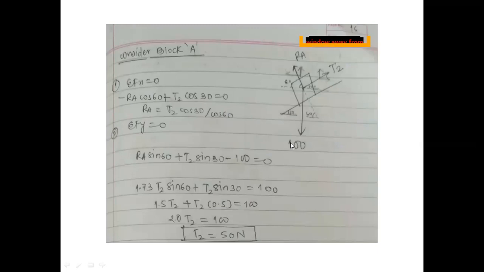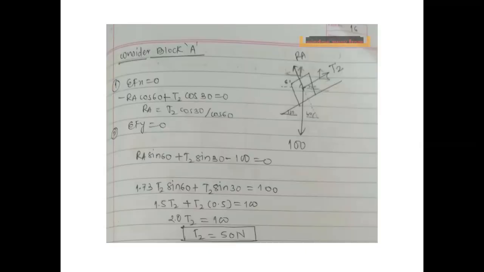The weight will not reflect in Fx, because only horizontal components will reflect in summation Fx. This is going rightward, this is leftward and this is going rightward. So it will be negative, and it will be positive. Minus Ra cos 60 plus T2 cos 30 is equal to 0. I hope you are okay with this inclination. These are the inclinations given in our FBD. Okay.